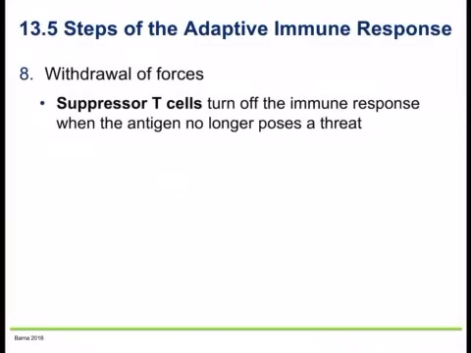As I had said before, our suppressor T cells need to turn off the immune response. If your immune cells keep going, you may basically start what's called an autoimmune disease. And so you want this immune system to sort of turn down. You don't want inflammation on all the time.